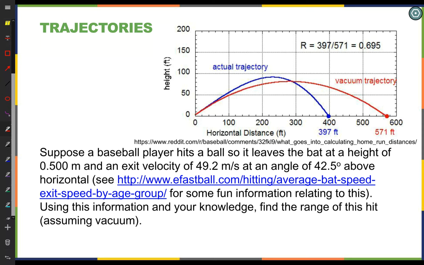Air resistance. And it's interesting to note that air resistance actually makes it so it goes above the trajectory it would have if it didn't have the air resistance. But it also goes much shorter.